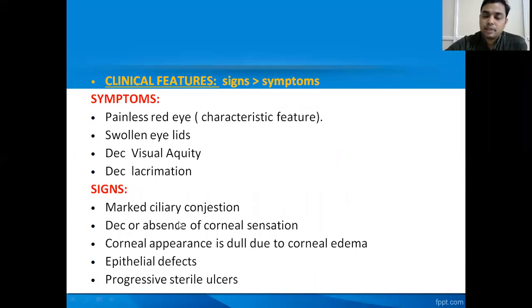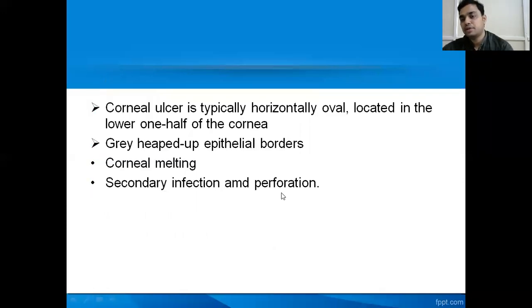And signs are, ciliary congestion is seen, and decreased or absent corneal sensation, and the cornea appears dull due to corneal edema, and epithelial defects are seen. And the type of ulcer we see here is a progressive sterile ulcer. As there is no inflammation and no pathogen involved, here we see a progressive sterile ulcer. So a non-infective, non-immune mediated ulcer is seen in case of neurotropic keratitis.